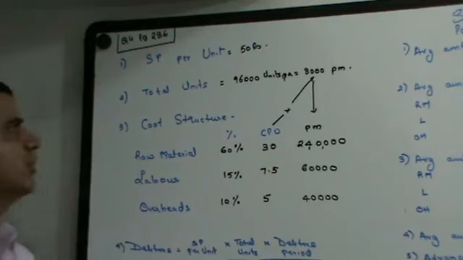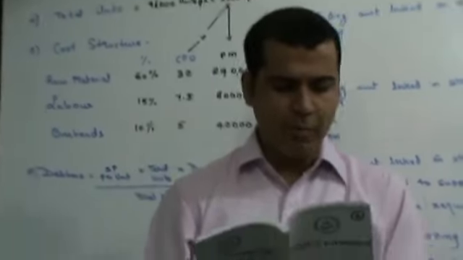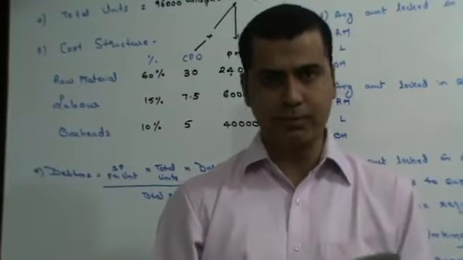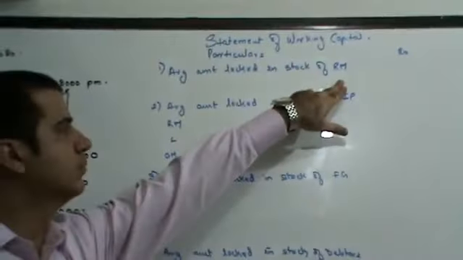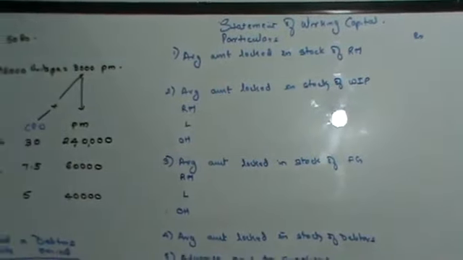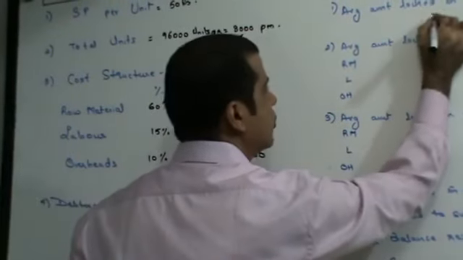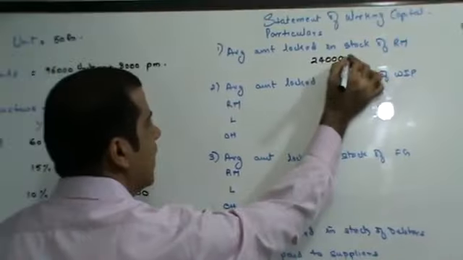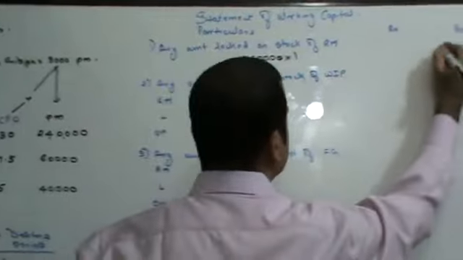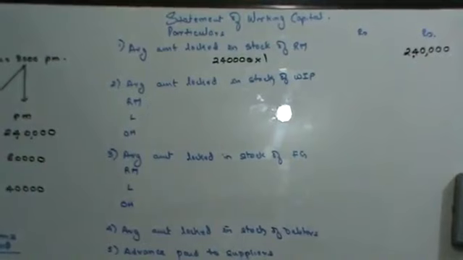Now, once your working out is done, let's start with the adjustments now. They said that raw material equivalent to 1 month's supply is stored in godown. Raw material is the first adjustment, the average amount locked in stock of raw material. We have found out the raw material to be 2,40,000, so this is going to be 2,40,000 into 1. They have said 1 month, so you will take that as 1. So this is going to be 2,40,000 rupees. Fine, do we get this thing clear?